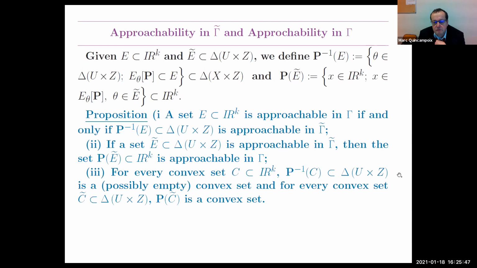Okay, and we have also that when we have a convex set C in Rk, P minus 1 of C is a convex set of probability measures, and for C tilde, a convex set of measures, P of C tilde is a convex set. So you see, now to study approachability with full monitoring, it is exactly the same to study approachability for this abstract game through the map capital P. So in fact we have done this in a paper with Gamenet.